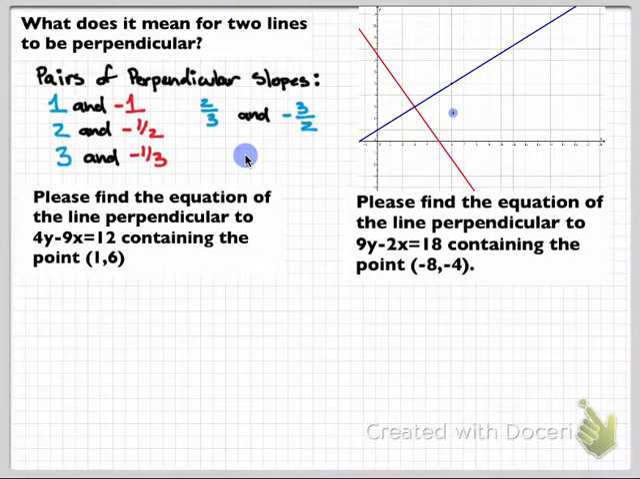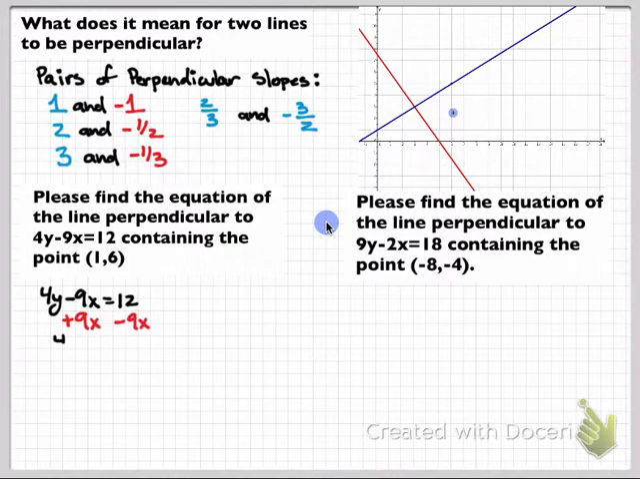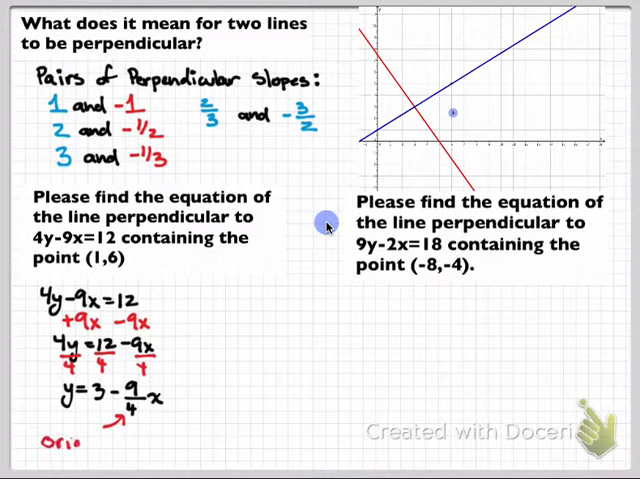So for instance, let's find the equation of the line perpendicular to 4y minus 9x equals 12, containing the point (1, 6). So the first thing I think we want to do is actually find the slope of this original line. So 4y minus 9x equals 12. Let's find its slope by isolating y and putting this into slope-intercept form. So let's see, we've got 4y equals 12 minus 9x, which means that if we divide by 4 and isolate y, we end up with y equals 3 minus 9/4 x. So our original slope is negative 9/4.